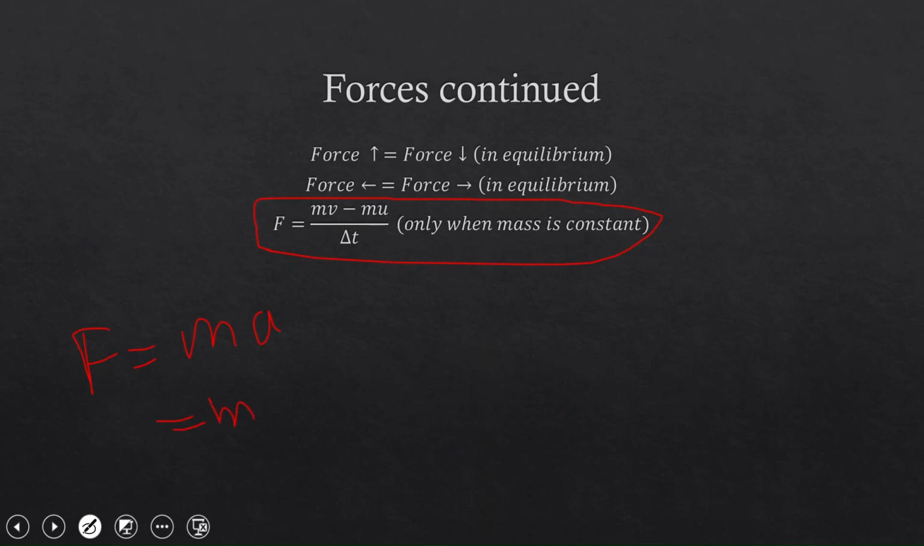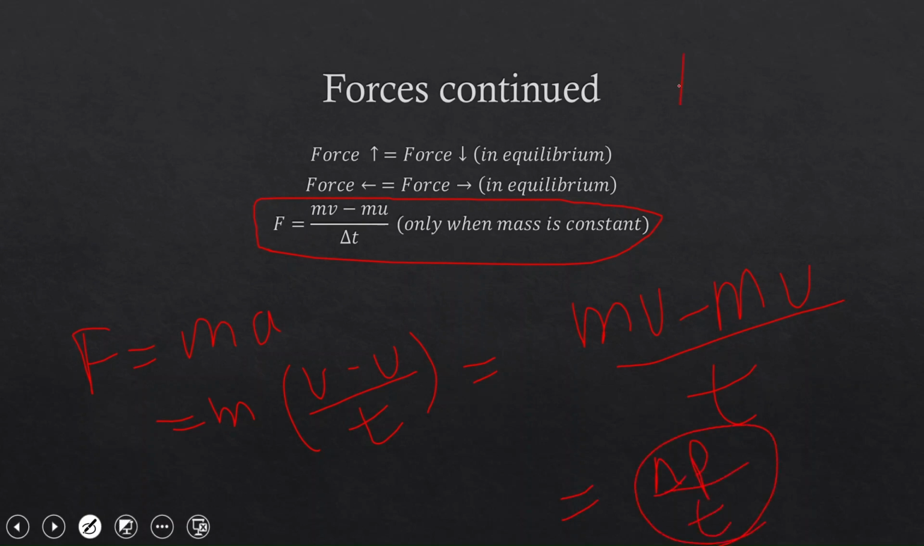Acceleration is nothing but v minus u by time taken, which can then be written as mv minus mu divided by t, which is nothing but delta p by t. So we get force is equal to the change in momentum per unit time, or by the time taken. And therefore we get one more unit, which is impulse. Ft is equal to delta p.